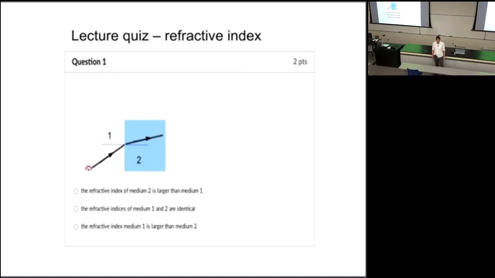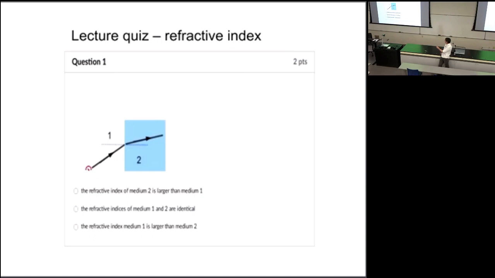Okay, maybe I'll get started with a solution to this one. We're seeing a light ray travel from medium number one on the left-hand side into medium number two on the right-hand side, these two regions here. This vertical line is the boundary between the two media, and this horizontal line is the normal for the two media. It's the one that we measure the angles with respect to.